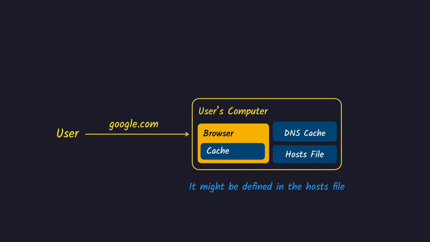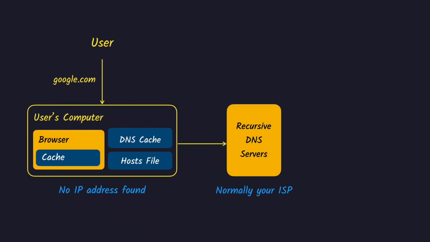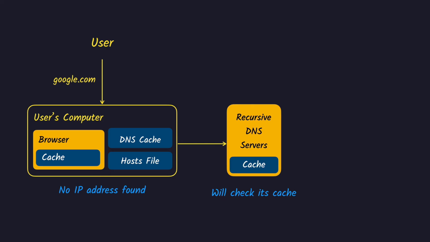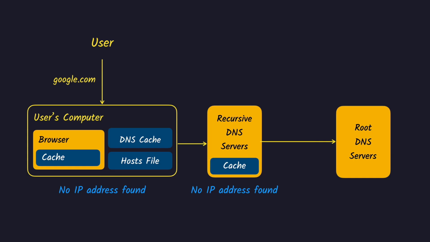If it is not able to find the IP address in any of these caches or the host file, the next step is the recursive DNS servers. This is normally your ISP or internet services provider, which provides you the internet. Now it doesn't know anything about the domain name, but it has the caches from any previous visits. So it is possible that some other user might have visited the same website and it might have the cached IP address. If it is able to find the cached IP address, it will just return the IP address from here, and it does not have to go to the next step. And if the IP address is not found here, then the next step is the root DNS servers.